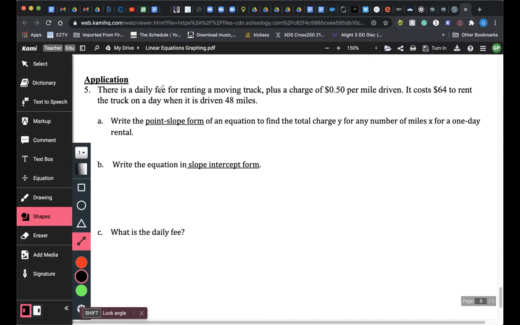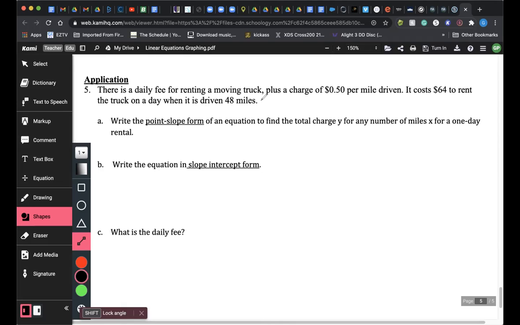All right, so there is a daily fee for renting a moving truck plus a charge of 50 cents per mile driven. It costs $64 to rent the truck on a day when it is driven 48 miles. All right, so write the point slope form of an equation to find the total charge y for any number of miles x for a 1-day rental.